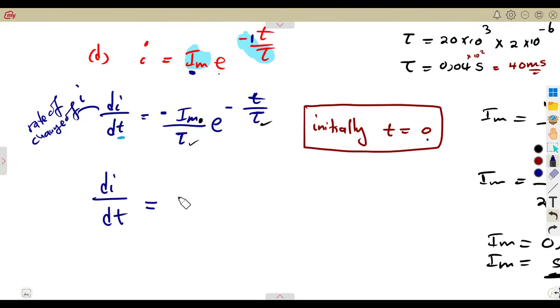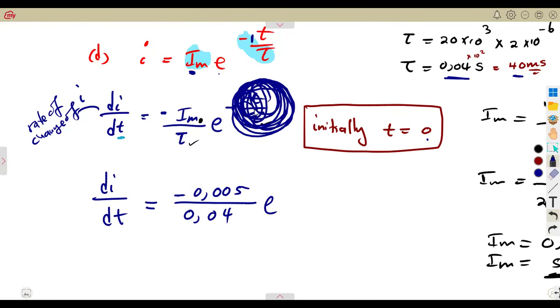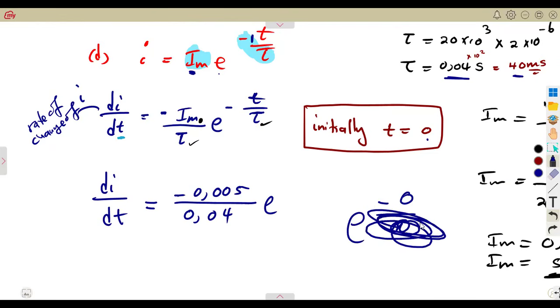So Im is there. So that is minus 0.005 over what? Tau, our time constant, 40 milliamps, or this 0.004, the one that we calculated. E to the exponent of what? Initial. Even if I do not know the value of that, it only affects here. But this one, e to the exponent of minus 0 over the value, whether the value is big or small, guys, it will give us a 0 because of that 0 in the numerator. 0 over k is what?